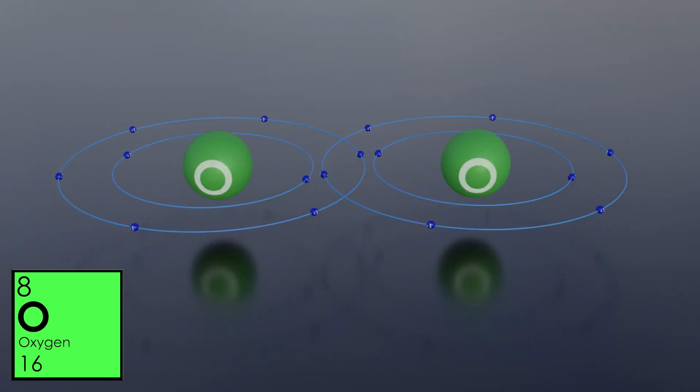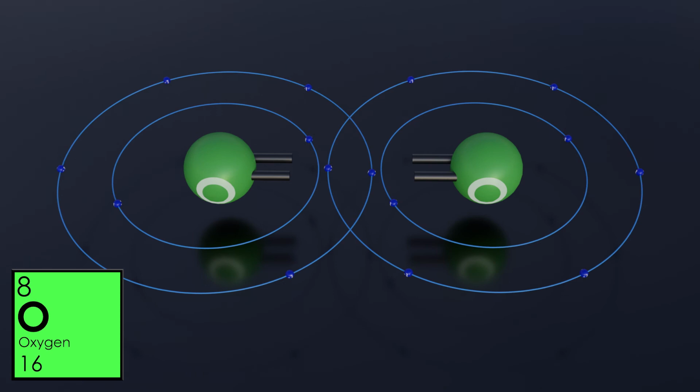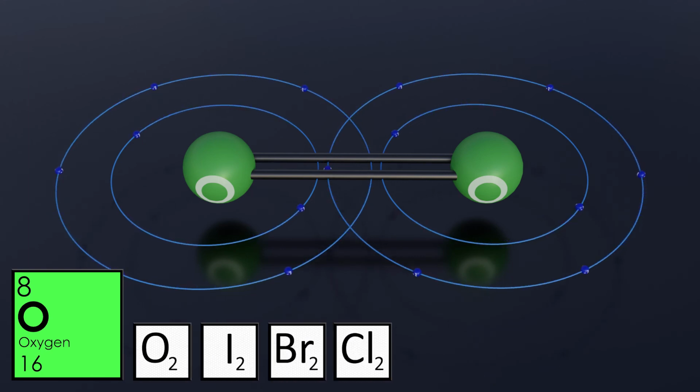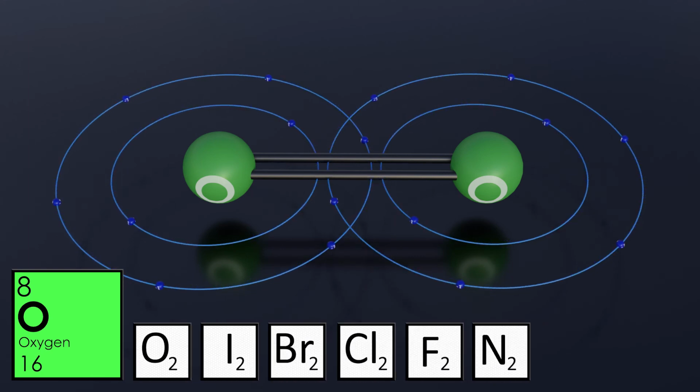Covalent bonding is just the sharing of electrons. This will be talked about within a later video. Both oxygen atoms now share 2 electrons, making oxygen now diatomic, which means consisting of 2 atoms. This will be represented as O2. The same happens for iodine, bromine, chlorine, fluorine, nitrogen, and hydrogen.